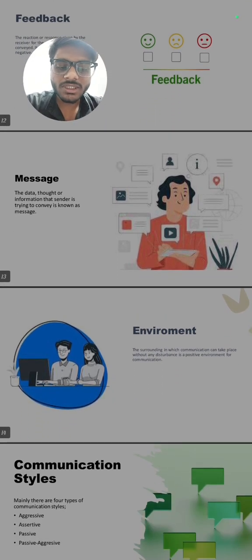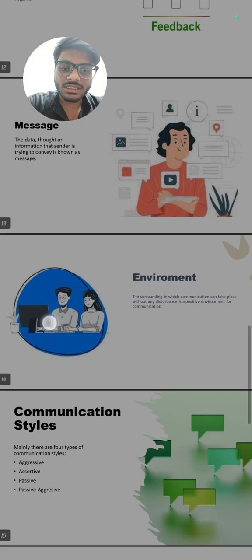For a good communication, we need a good environment. The surrounding in which communication is taking place is known as the environment. The surrounding in which communication takes place without any disturbance is called a positive environment for communication. For example, if we are trying to convey our message but there are sounds outside, the receiver may not be able to hear the message properly, or may not be able to understand the meaning of the message.